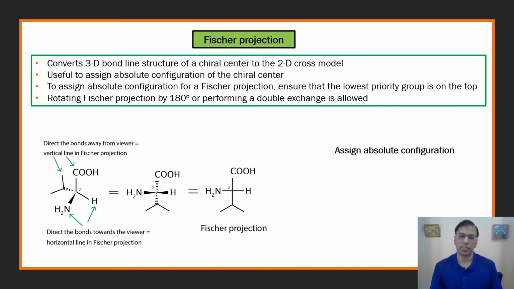So let's see how to assign the absolute configuration of this chiral center. You see, this is a chiral center because it is attached to 4 different substituents. The 4 different substituents are hydrogen, carboxyl group, amino group, and the isopropyl group. In order to learn more about how to assign the absolute configuration in the hash-wedged structure, please refer to my video on R and S and D and L absolute configurations and how to assign them.